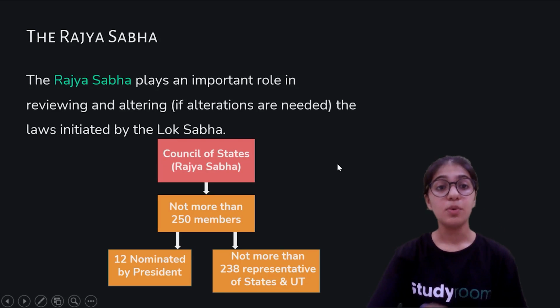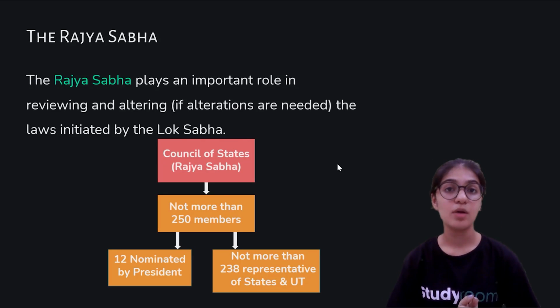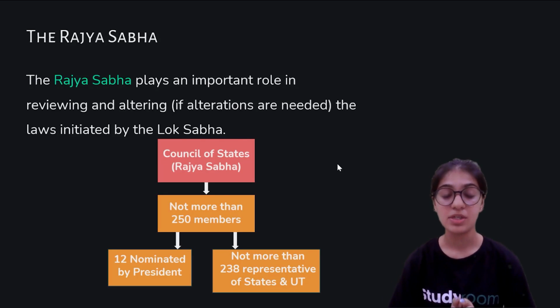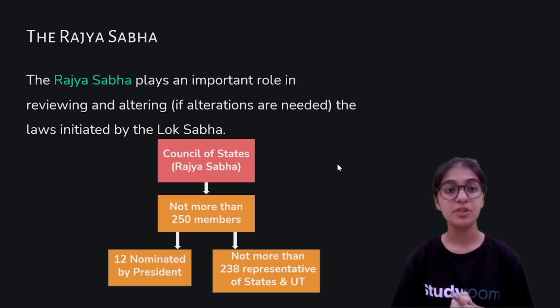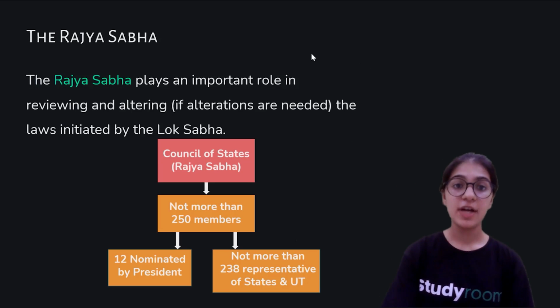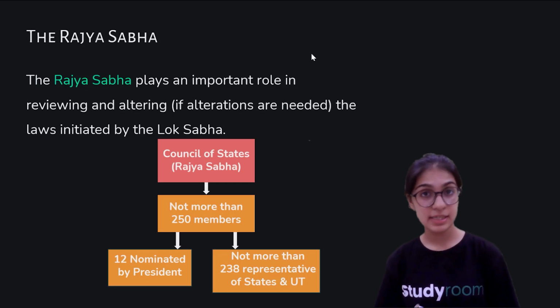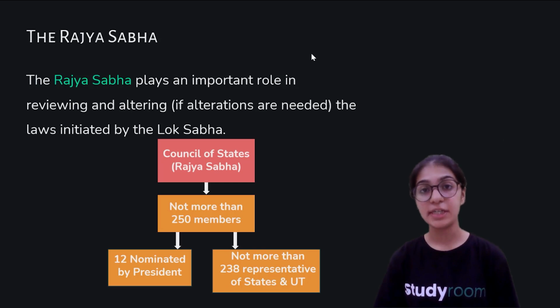Okay, so as I told you, there is a Lok Sabha and there is a Rajya Sabha. Lok Sabha is the lower house and Rajya Sabha is the upper house. The Rajya Sabha plays an important role in reviewing and altering the laws initiated by the Lok Sabha. Rajya Sabha is the upper house, which is also known as the Council of the States, since it represents the governance of the states.